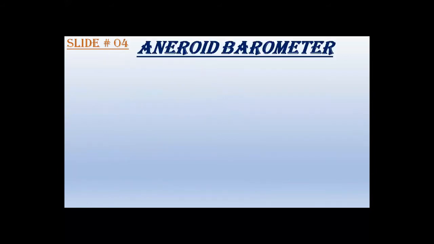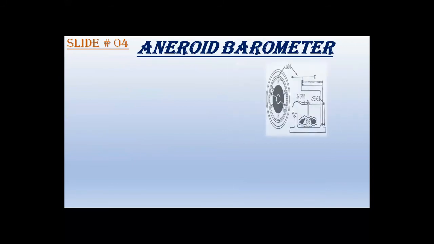Okay, students, we will move to slide number 4. In slide number 4, we will discuss the aneroid barometer. What is the aneroid barometer? First of all, we understand the simple barometer is useful and accurate, but mercury is poisonous and no one really wants a lot of mercury sloshing around in their home. So that's why we use the aneroid barometer.